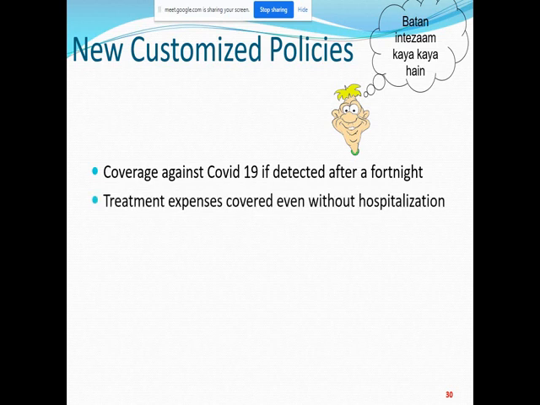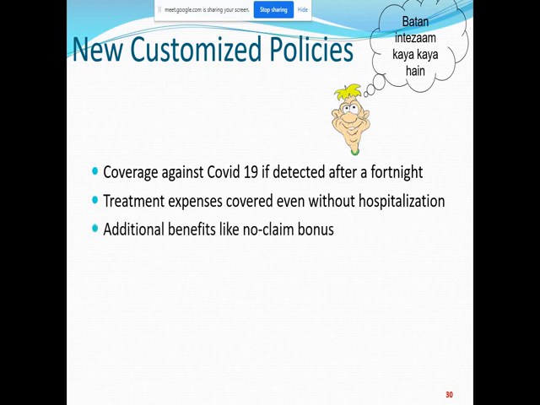So treatment expenses covered even without hospitalization. Many people were not getting hospitalized. Also, hospital beds were less. So many people were getting treatment at home under the advice of the doctor. So those were also covered.